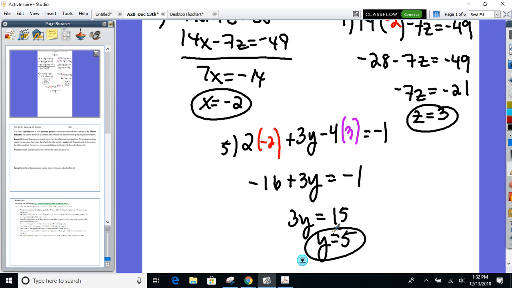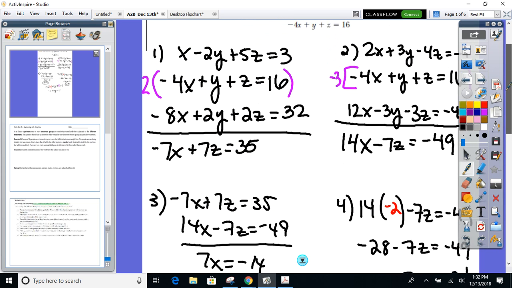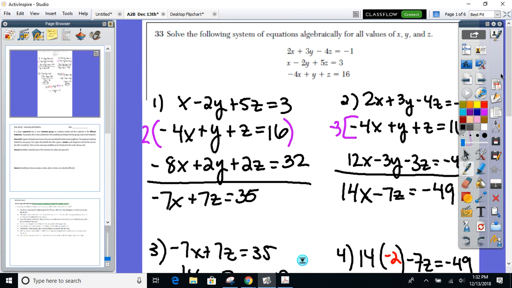And just, hey, a quick mention on the check. For them to be actual solutions, it's got to work in all 3, remember. It can't just work in one. All right, it's got to work in all 3 to be actual solutions.